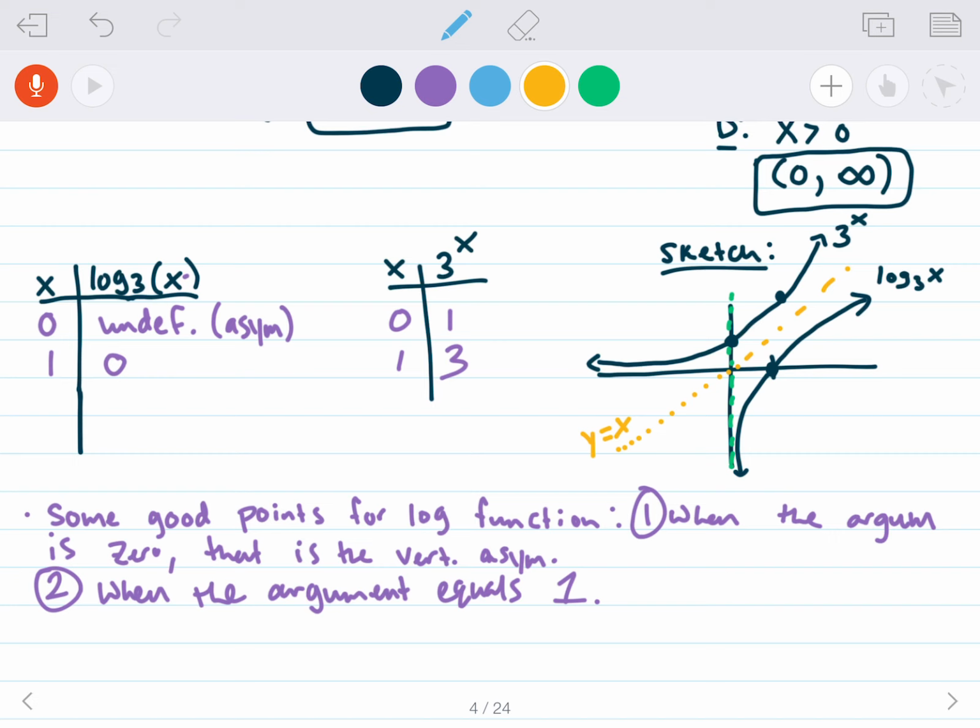Notice that the horizontal asymptote of the exponential is the vertical asymptote of the log, both 0, right? This guy is going to be y equals 0. That's the horizontal asymptote for the 3 to the x. And this green guy is going to be x equals 0. That's the vertical asymptote of the log function. All right? So let's do another example.